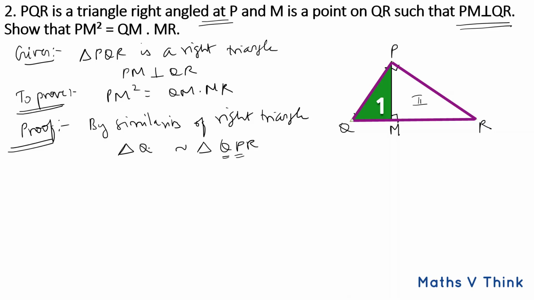So in place of P, write M, and the remaining one is P. So triangle QMP is similar to triangle QPR.